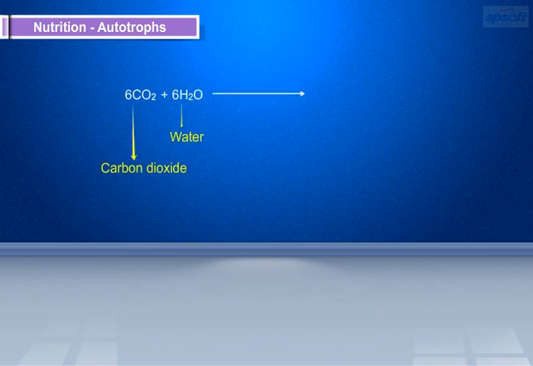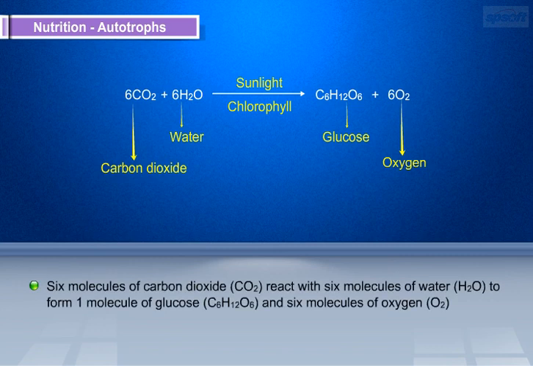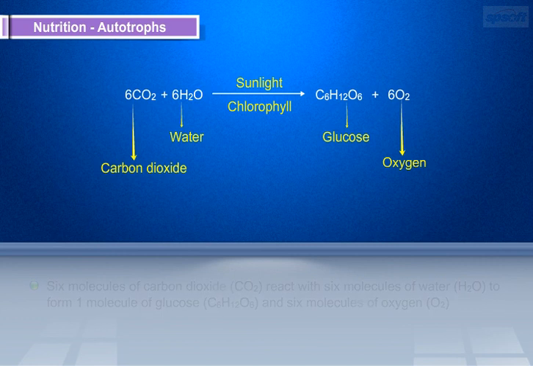The formula for photosynthesis is 6CO2 plus 6H2O, in the presence of sunlight and chlorophyll, gives C6H12O6 plus 6O2. That is, 6 molecules of carbon dioxide, CO2, react with 6 molecules of water, H2O, to form 1 molecule of glucose, C6H12O6, and 6 molecules of oxygen, O2.